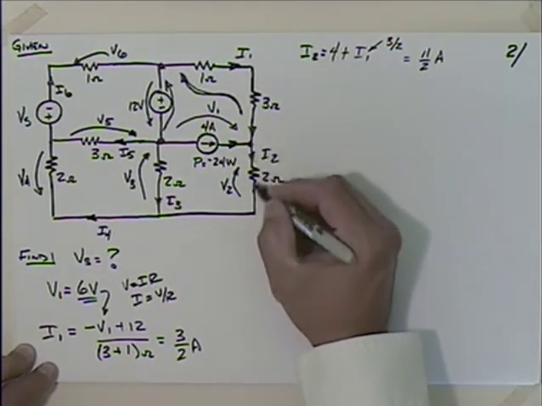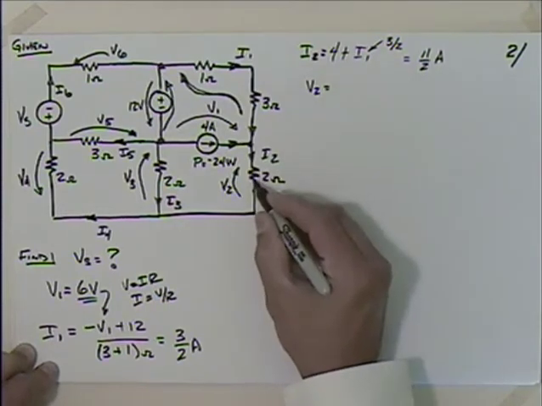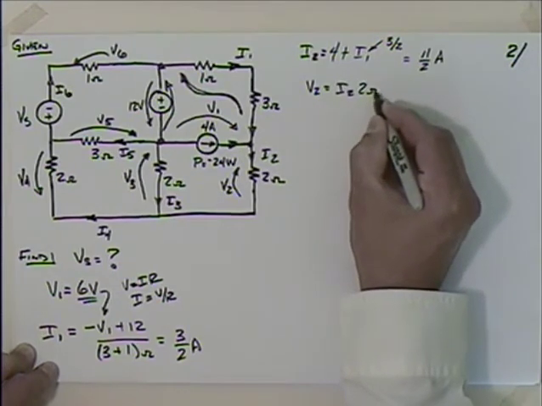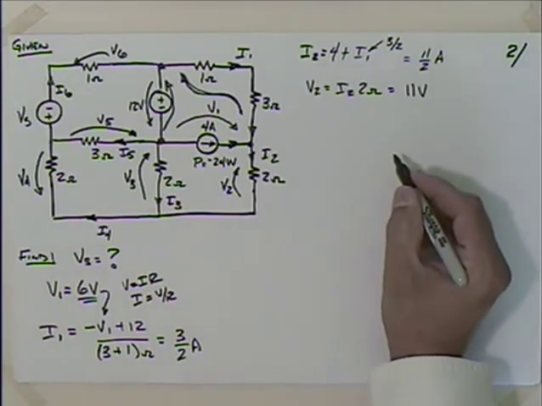Okay. Well, let's see. That's I2, so we could get V2. V2 is really just by Ohm's law. That's going to be equal to I2 times 2 ohms. So that is 11 volts, isn't it?